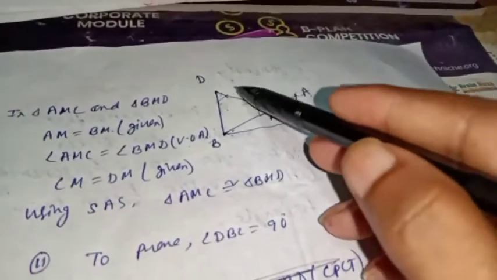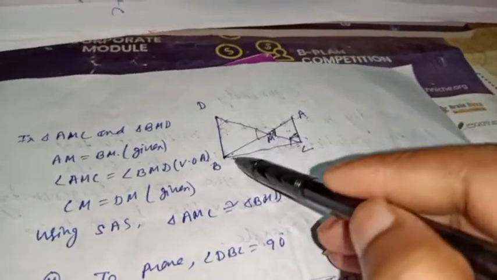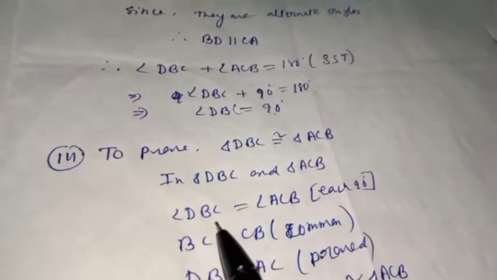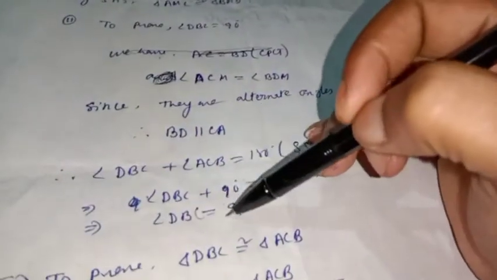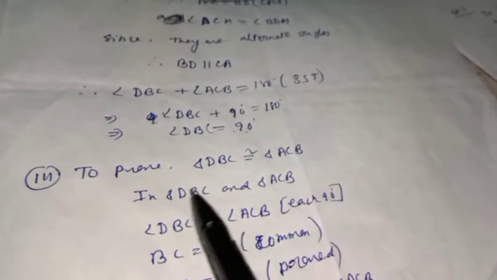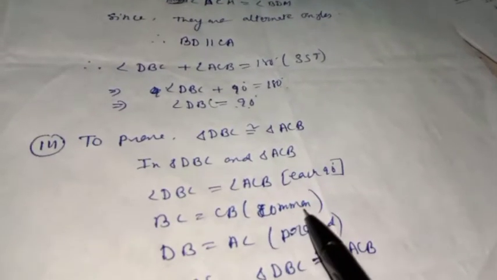Now you have to prove triangle DBC and triangle ACB are congruent. In triangle DBC and triangle ACB, we already have angle ACB is 90, and just now we proved angle DBC is 90. That means angles ACB and DBC are corresponding angles of these two triangles. Also you can see BC is common, so BC is equal to CB, common side.